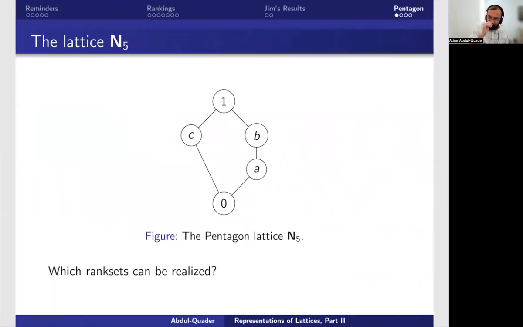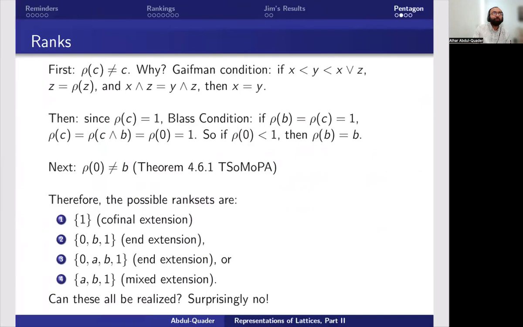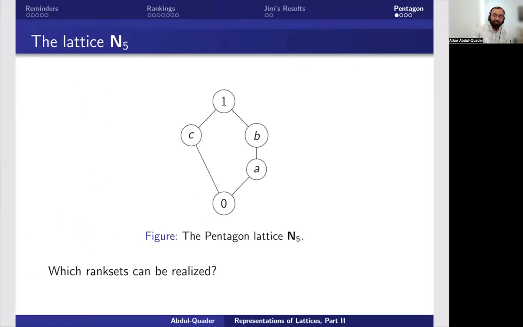So let me say for a few minutes a little bit about this pentagon lattice. This is the pentagon lattice N5. And the question that I want to think about, and I want to mention Jim's result on, is which rank sets can be realized. And so, first of all, rho of C is not going to be C. So the rank of C can't be itself. And that means that the rank of C has to be 1.